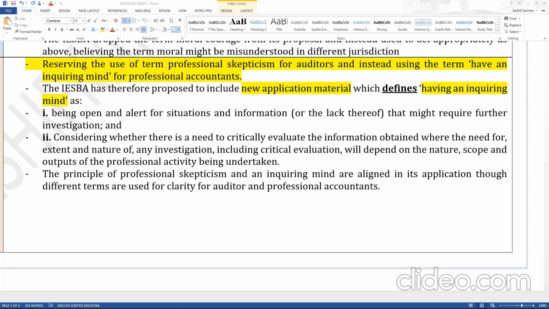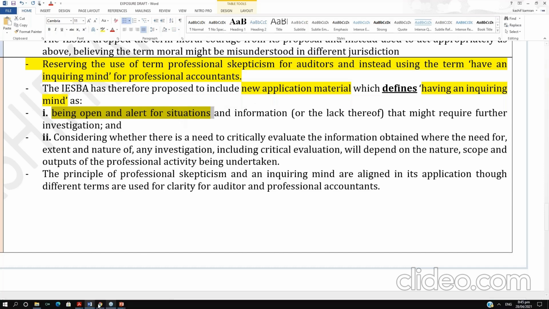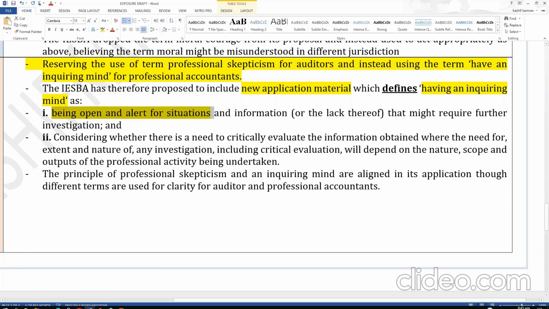Okay, moving on. What is the meaning of the word inquiring mind? Number one, being open and alert for situations and information that may require further investigation. So being open and alert for situations. I think that's self-explanatory. All of you can understand that. So being open and alert for situations. That's the number one meaning of the word inquiring mind. Let me take that to my Word file.